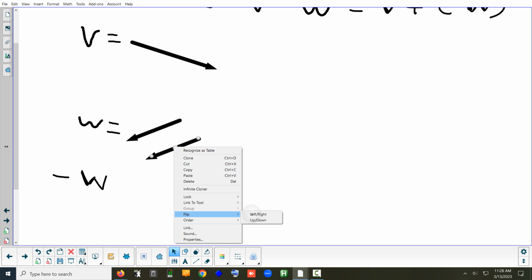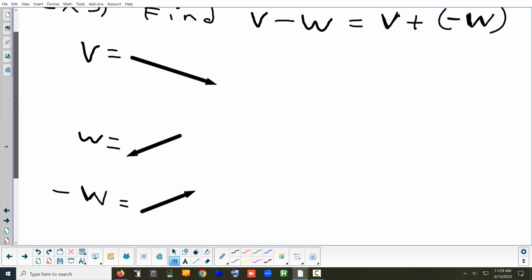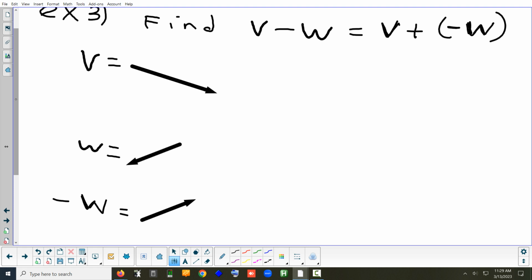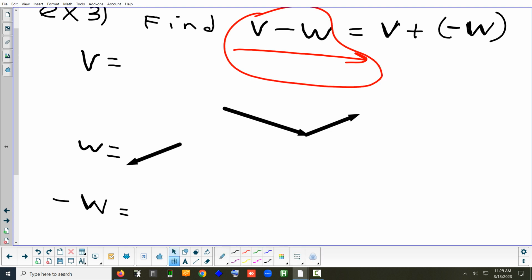One way I can do that up here is to reflect it horizontally and then reflect it again vertically. And if you do a horizontal followed by a vertical reflection, that rotates something 180. I don't have a button that says rotate 180 up here. That's how I do it. Okay, so now we've got V. We've got negative W. Add them together, and that will answer the original problem. So here's V plus negative W. And there you go. That's V minus W. Any question on subtracting two vectors?